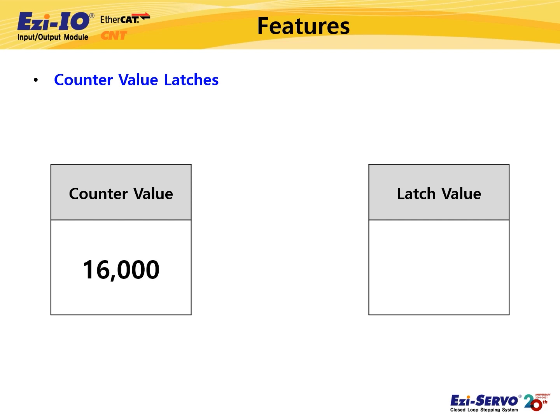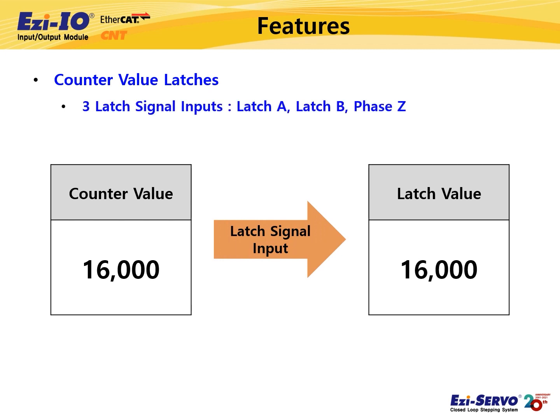Latch function saves the counter value at the time when latch signal is input, to the latch value. Latch can be executed by inputting latch A, latch B and phase Z signal. You can save the latch values for each signal. Therefore, three counter values can be saved simultaneously.